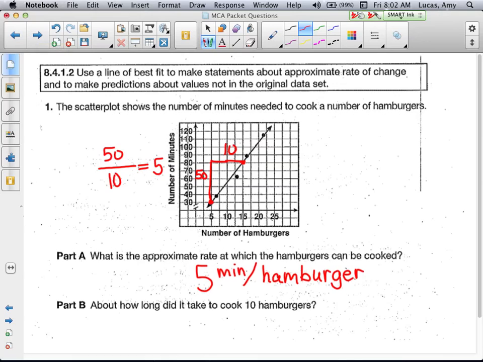About how long did it take to cook 10 hamburgers? Now if I go to where 10 hamburgers is, then I go up to the line of best fit, it's right here. So it looks like it's between 50 and 60. So I would say this spot to me looks like about 55 minutes.